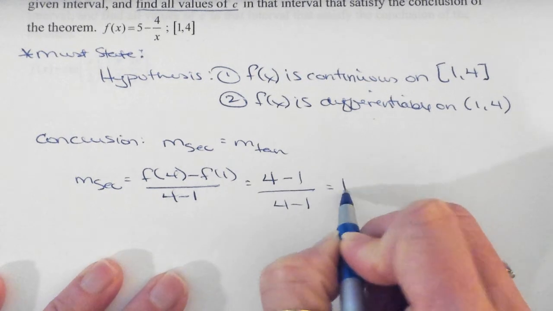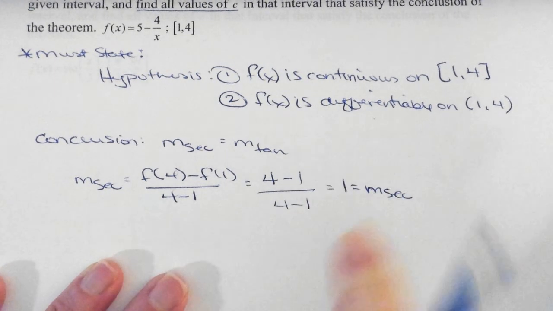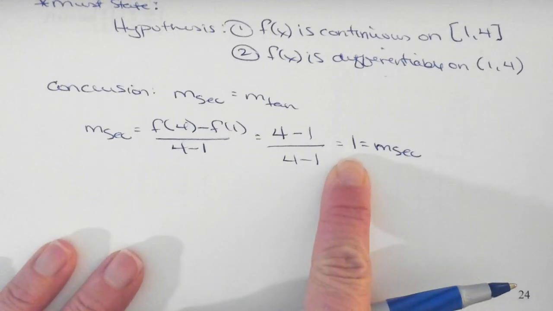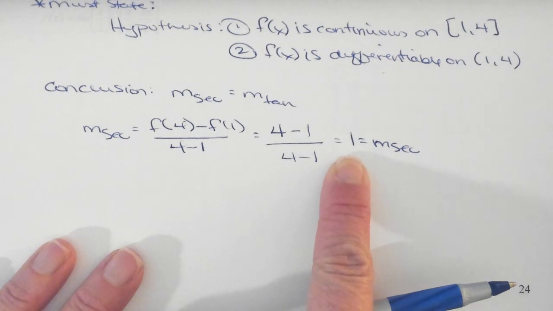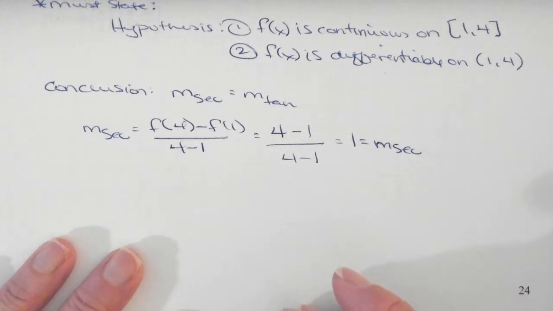It is 1. Okay, before I continue, does everyone understand what we just did? This is Unit 1. I mean, we're just finding the slope.